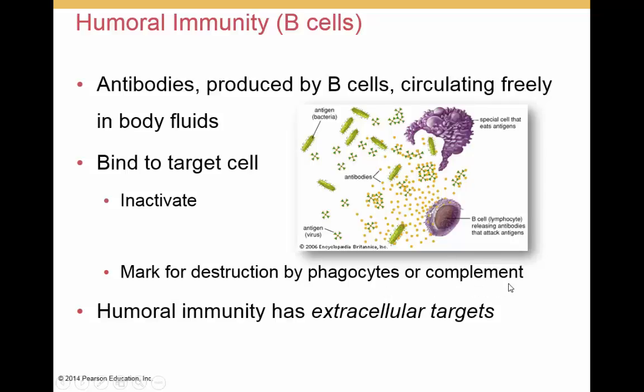Remember, it even helps to mark for destruction via complement proteins. Remember, they are activated by antibody and help to poke holes in that bacteria, that MAC attack complex. So again, humoral immunity has extracellular targets outside of your cells.